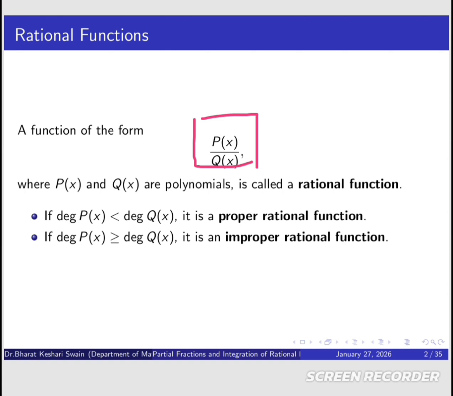We should note here that if the degree of p of x is less than the degree of q of x, then the function is a proper rational function. And if the degree of p of x is greater than or equal to the degree of q of x, then it is an improper rational function. Clear? Now come to the next page.